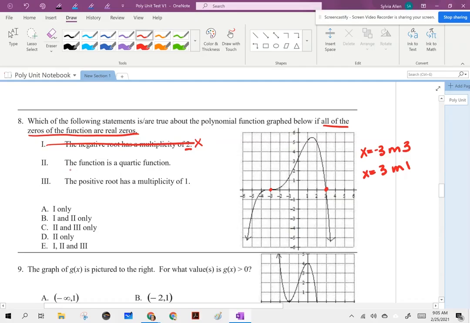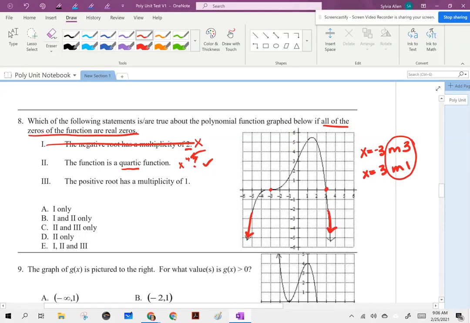Number 2 says the function is a quartic. So is it x to the 4th power? Let's take a look. If we were to add up all of our multiplicities, we can definitely see that it is going to be a 4th power polynomial. And we can even double check that by looking at the end behaviors. They're the same, so it should be an even degree.